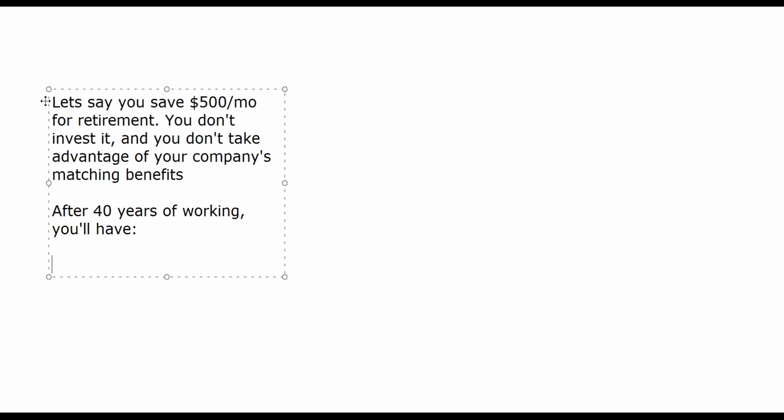After, say, 40 years of working, or maybe 30 years, whatever you're planning to work, you'll have, well, $500 a month times 12 months per year times 40 total years. You can use a calculator. You can use a calculator for everything in this course. Don't forget that. You're going to end up with $240,000.